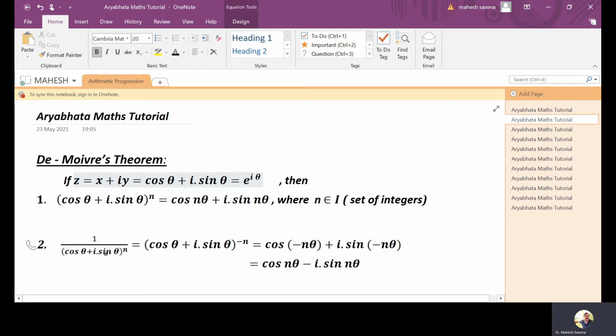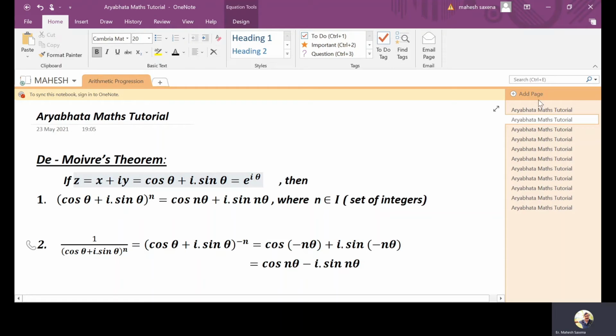Similarly, 1 upon (cos theta plus i sin theta) to the power n is equal to (cos theta plus i sin theta) whole to the power minus n. Therefore, by this theorem, minus n will be multiplied with this theta. Therefore, it will be cos minus n theta plus i sin minus n theta, and therefore it will equal cos n theta minus i sin n theta.